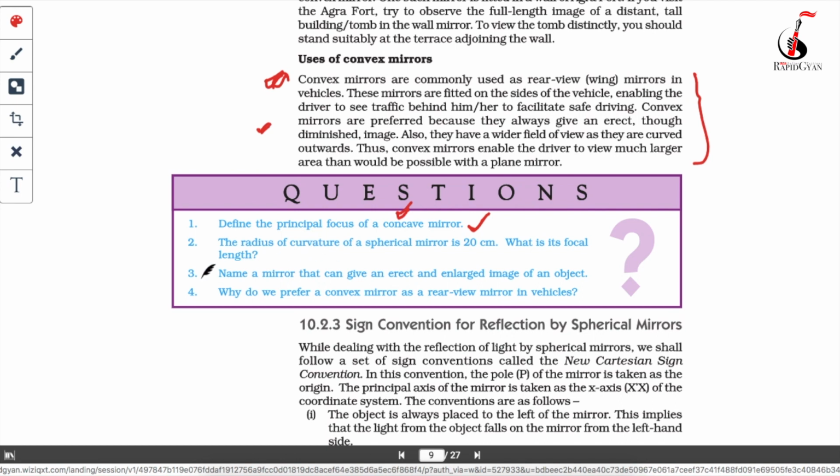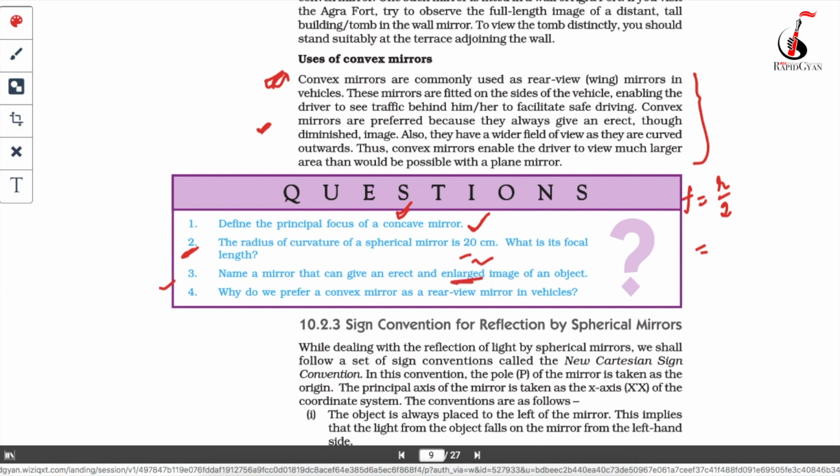Okay. Second question, the radius of curvature of a spherical mirror is 20 centimeter. What is the focal length? I have already told you, beta, focal length is half of the radius of curvature. So that will be 20 divided by 2, which is equal to 10 centimeter. That will be your answer. Name the mirror that can give an erect and enlarged image.